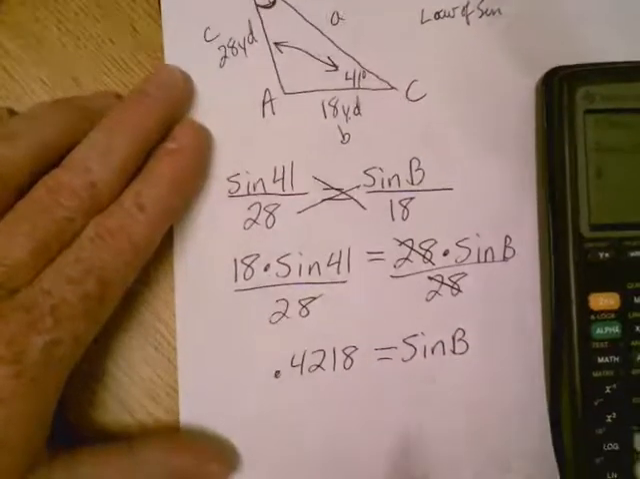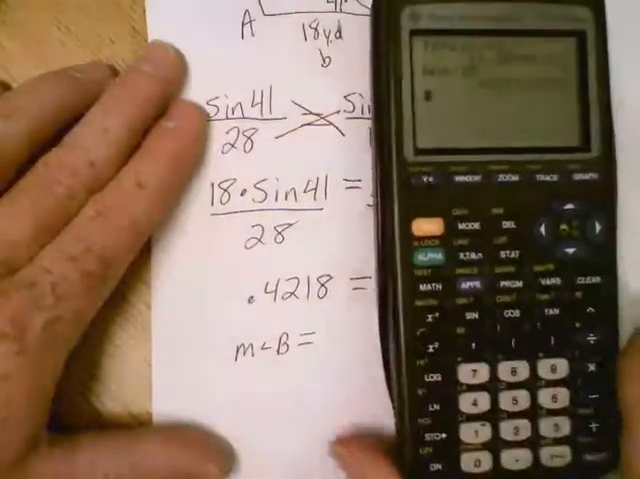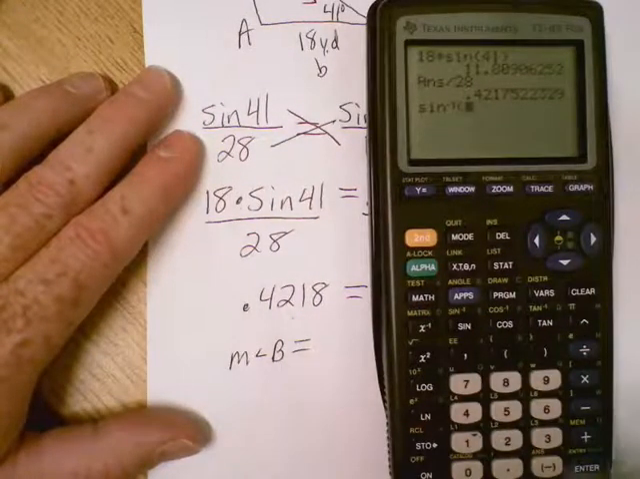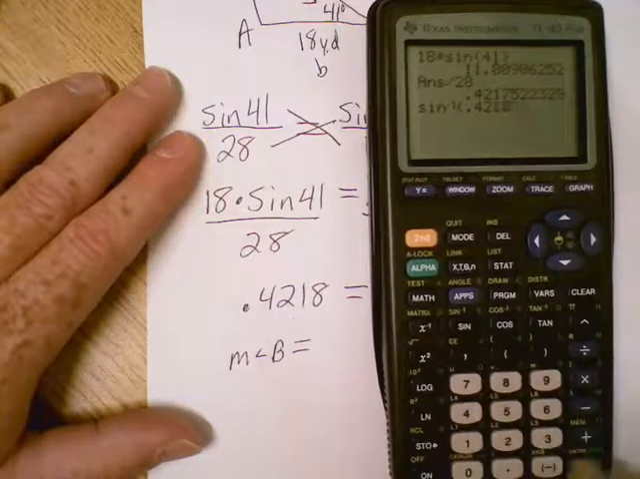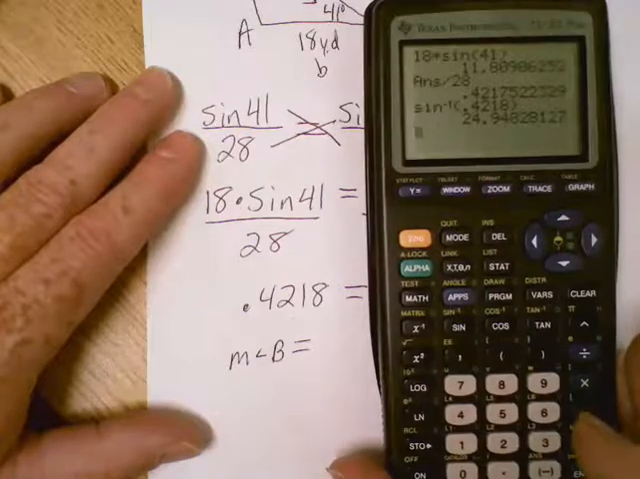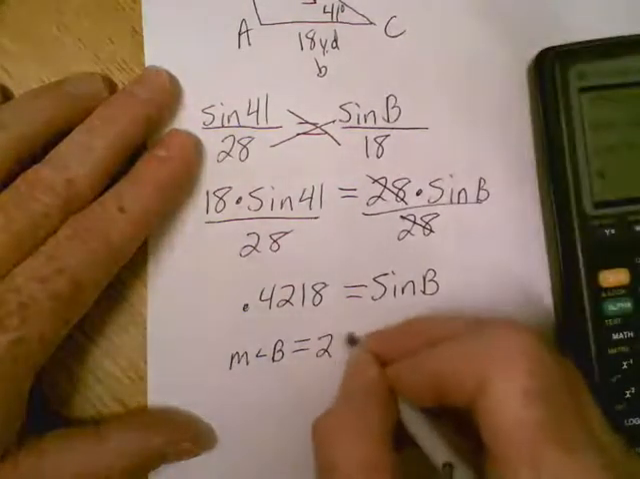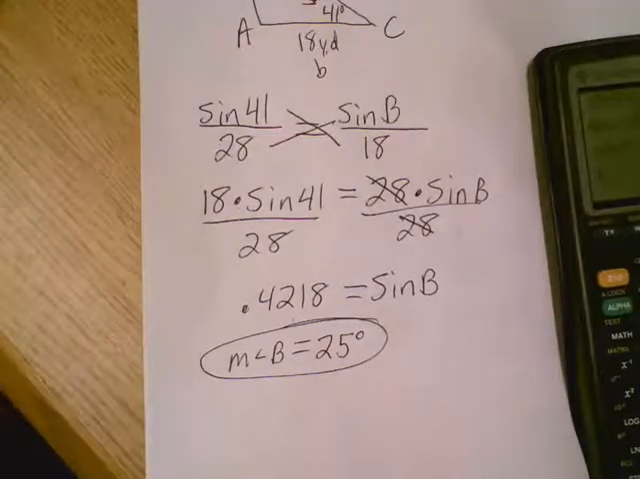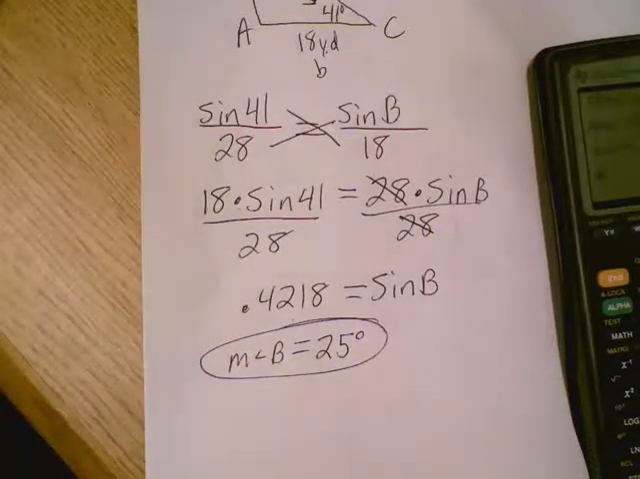I'm not looking for the sine of B, I'm looking for the measure of angle B. So next thing I have to do is on my calculator I hit second, sine, and I put in this number, 0.4218, and I end up with, we're going to round that up to about 25 degrees. So that's the measure of angle B. So again, you look at the bottom, see if it's down there somewhere. If it is, you mark it out.